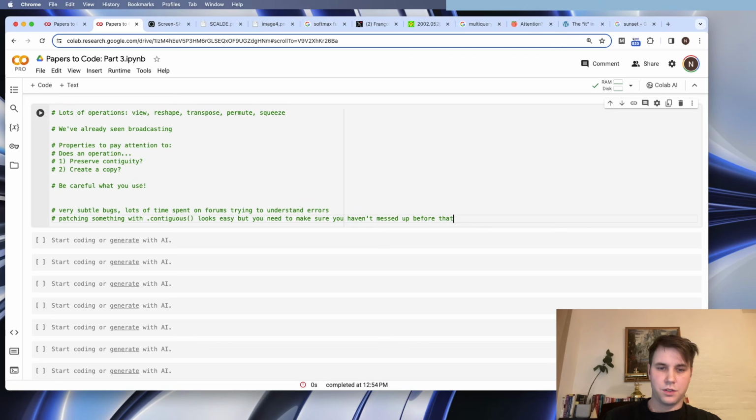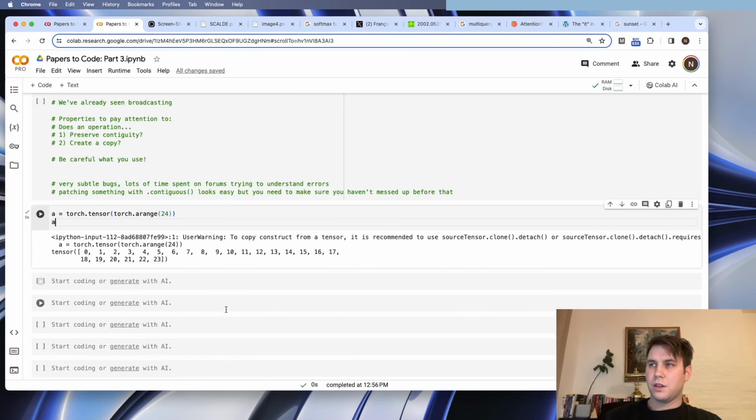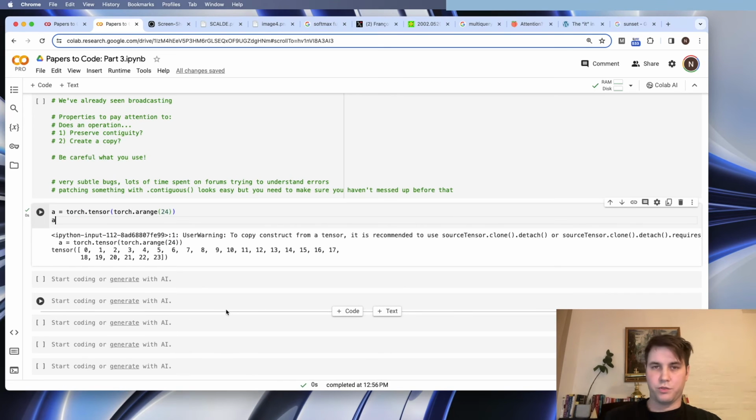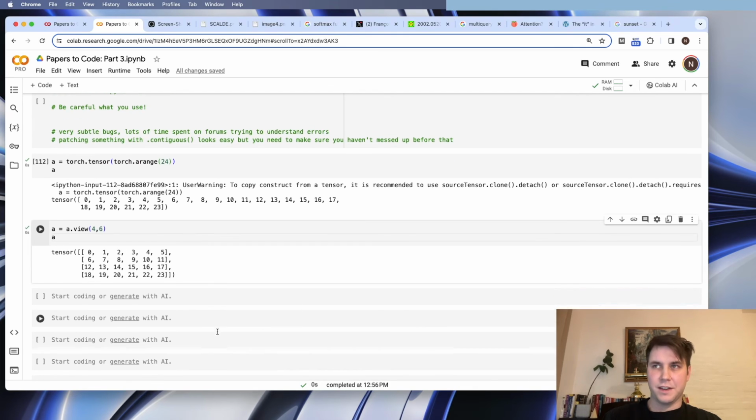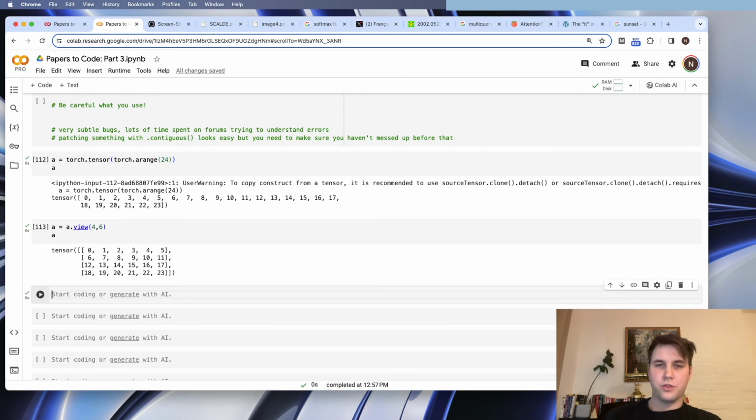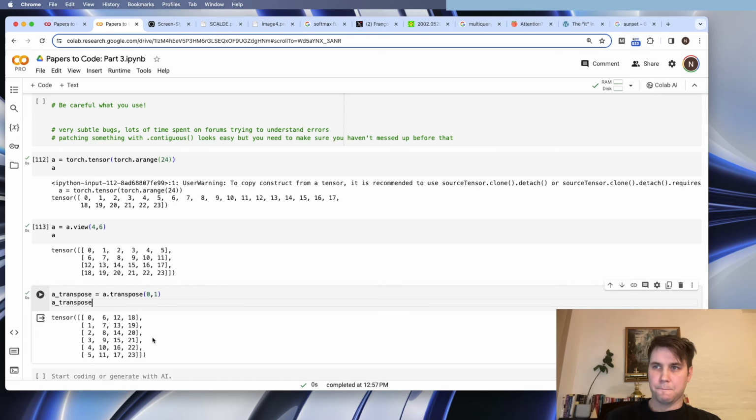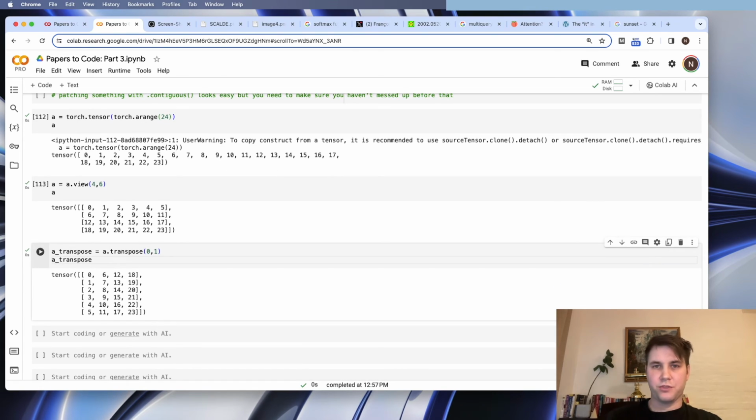So let's, for example, create a tensor that is just 0 through 23. View is a way of keeping the underlying data the same and rearranging the shape. Transposing, for example, is another way of rearranging the data. So I'm going to take this new view that I have of A and transpose it. What happens now if I try and create a new view of this transpose data? So I want to keep the data the same, but I just want to rearrange how I view it. I want to rearrange the shape.